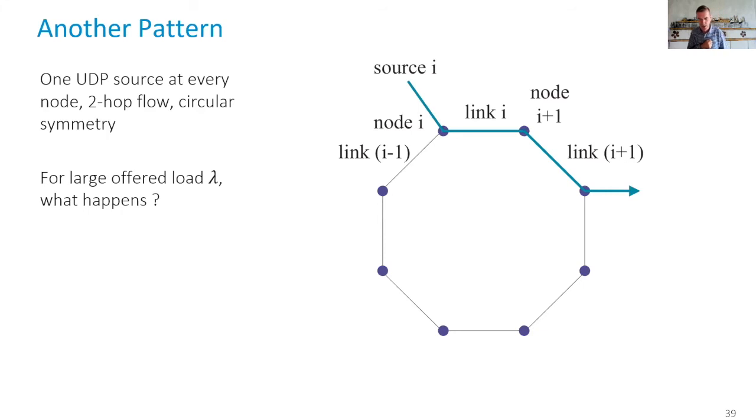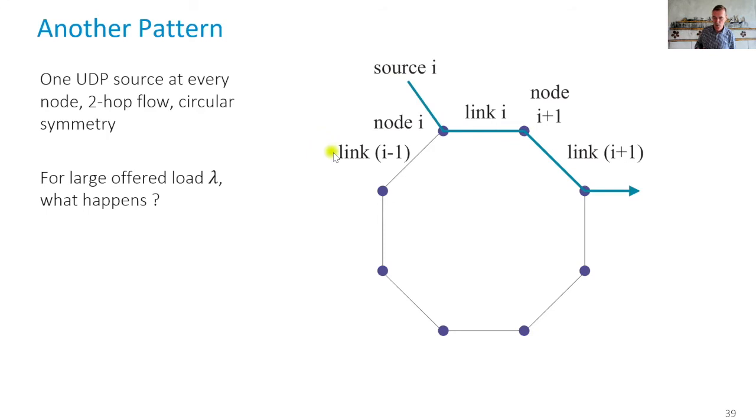Another pattern that is very frequently found will look familiar to some of those who took a networking course. I will illustrate on this figure here. Here I'm showing a hypothetical ring network, where at every node of the ring, there is one source that sends traffic. And I say it is UDP traffic. UDP traffic means there is no congestion control, which means the sources send as much as they can. And of course, the links have some capacity here.